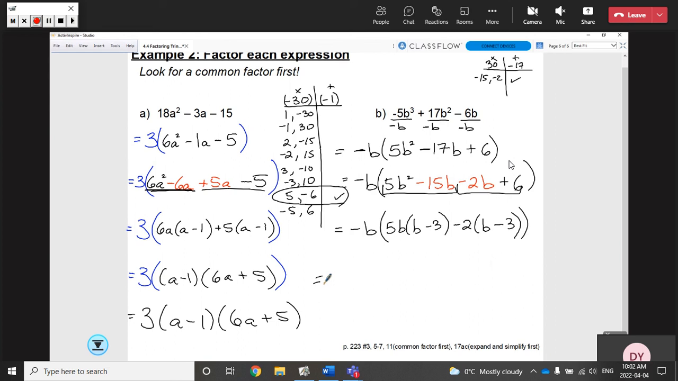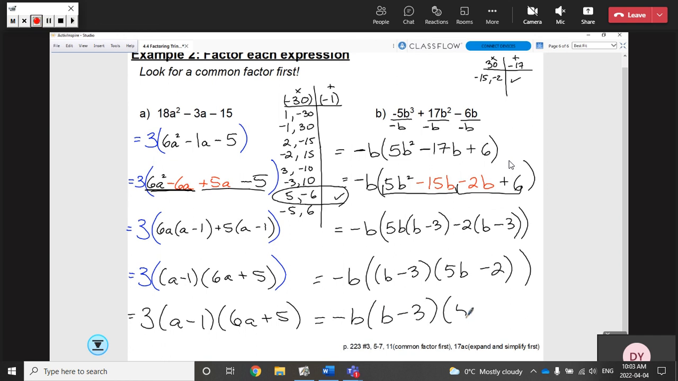And I always set up my next line like this, just so I don't lose track of the greatest common factor. And we're going to common factor out a b minus 3, and we're left with 5b minus 2, close the bracket. And then if you want, you can just get rid of the big brackets. B minus 3, 5b minus 2. Okay? Wow. Folks, this is the hardest bit of factoring right here. Those are tough ones.